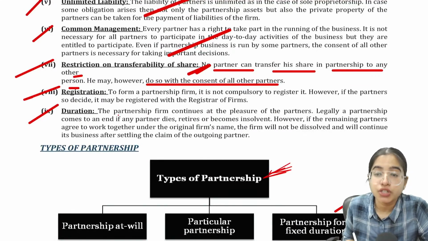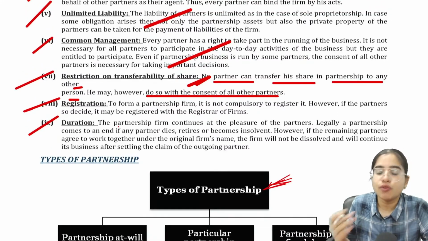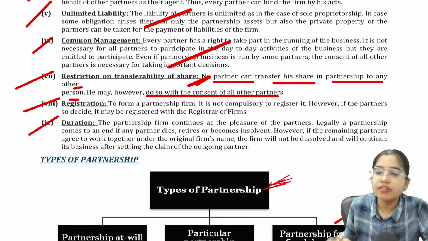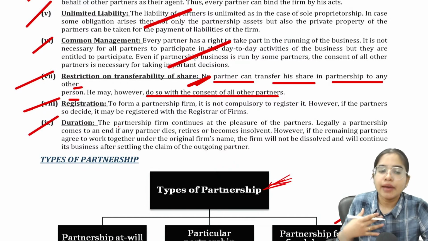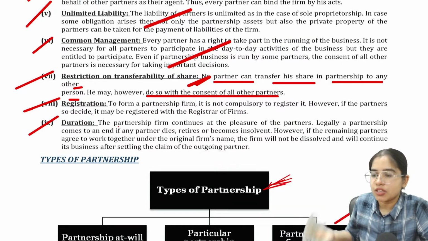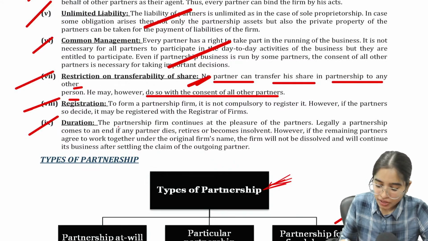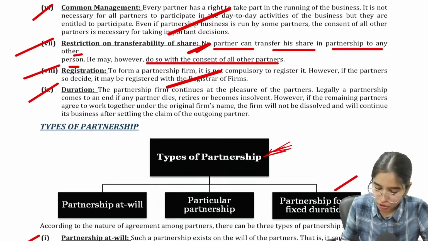Restriction on transfer of shares. Transfer of shares means transfer of ownership. In a partnership firm, you can transfer your ownership only with the consent of all the partners. So let's say I don't want to remain a partner, and I want to make Mehboobi a partner in place of me. For that I need the consent of all the partners. Registration is not compulsory, it's optional.